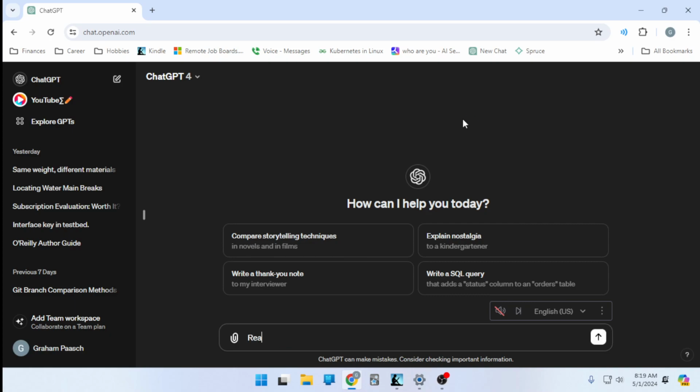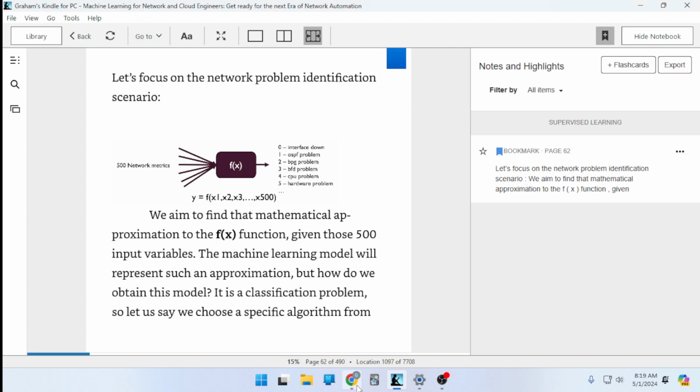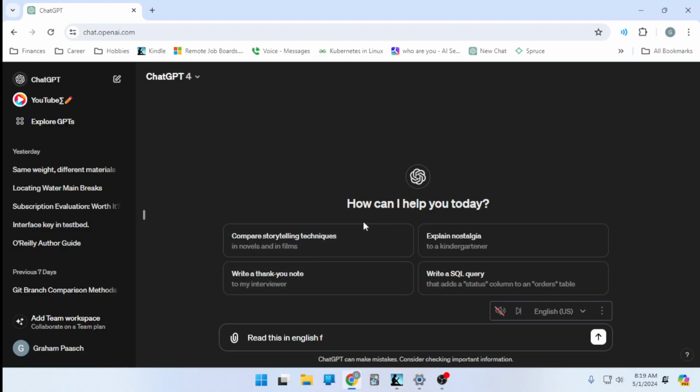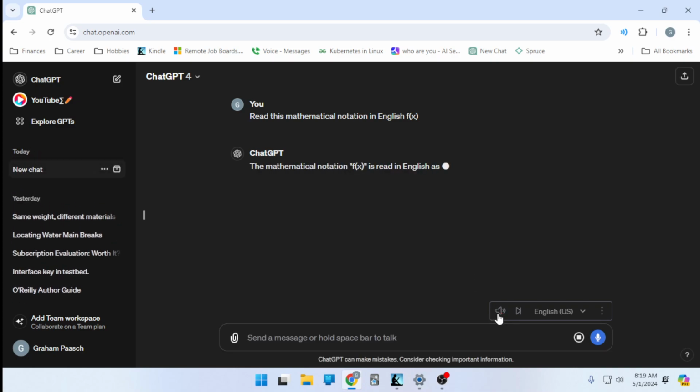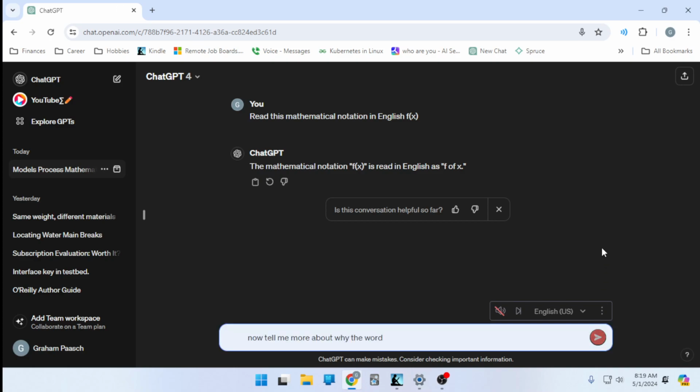So read out loud. Okay, so I'm going to say read this mathematical notation in English. F of x. Okay. The mathematical notation f(x) is read in English. Now tell me more about why the word of is used.